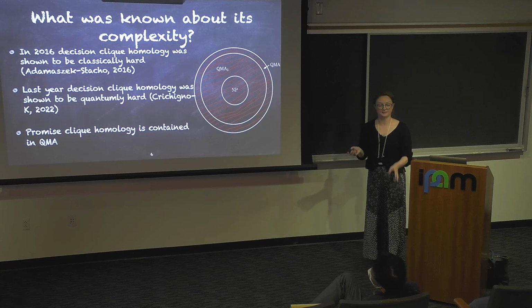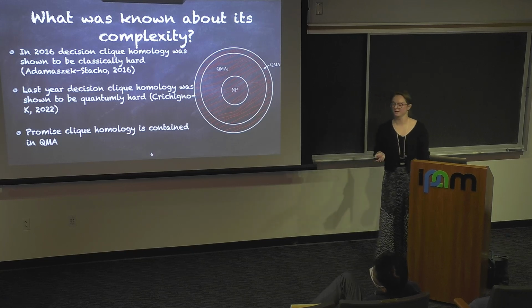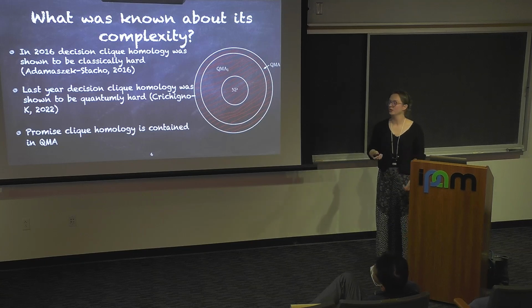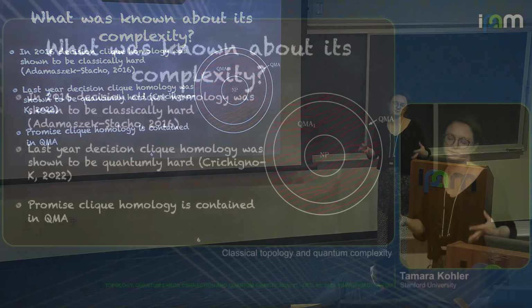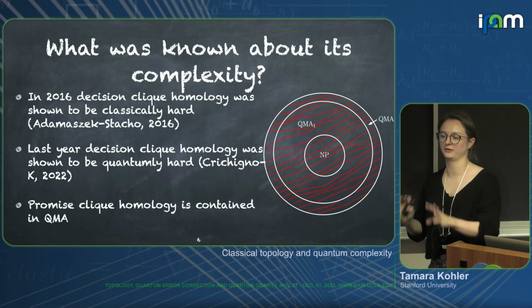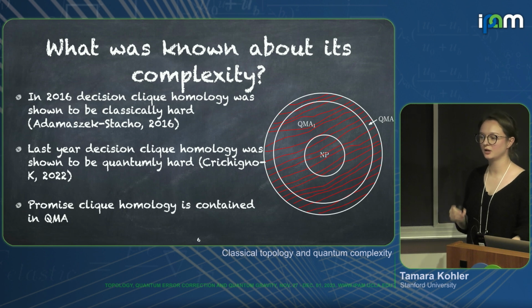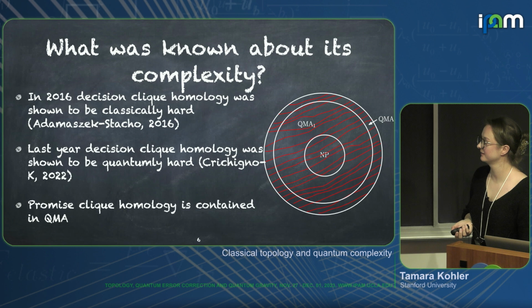So this is the version of the problem we're going to be interested in today. The version of the problem where you're promised something about the input that makes it a little bit easier to solve. And it is known that you can check this problem on a quantum computer. So if someone says, look, this is a hole in the graph, this is a hole in the clique complex, and you have a quantum computer, you can run an algorithm that will confirm whether or not this hole exists.